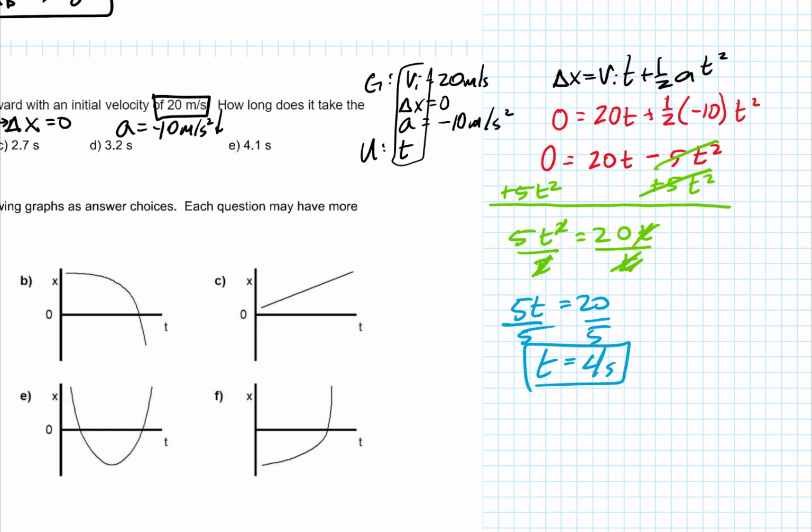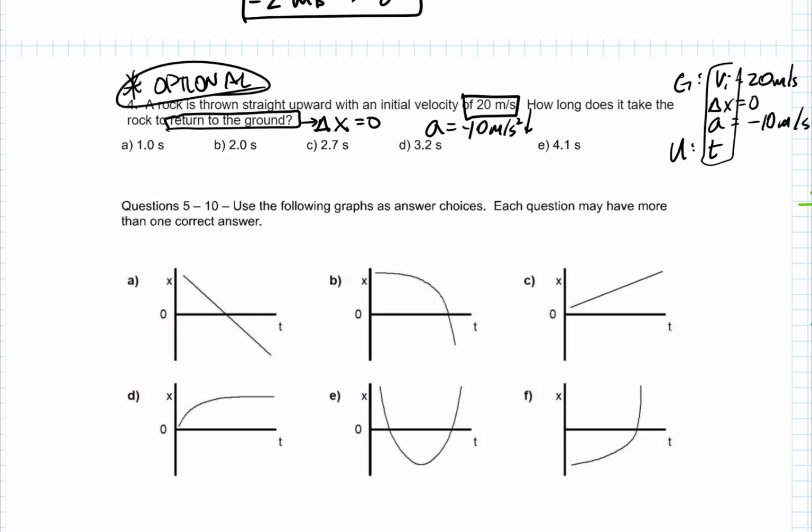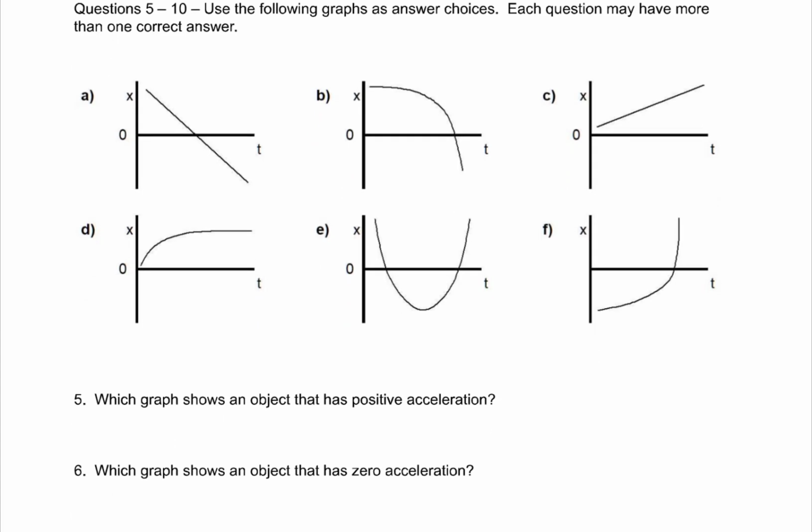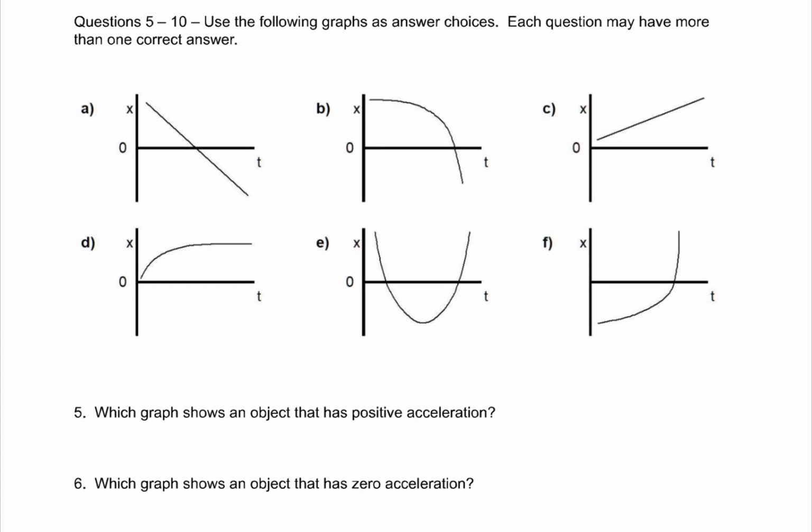Again, we're not there yet. So if you want to, this one's great to skip. The other ones are not great to skip. We need to do the other ones. So questions 5 through 10, use the following graphs as answer choices. Each question may have more than one correct answer.